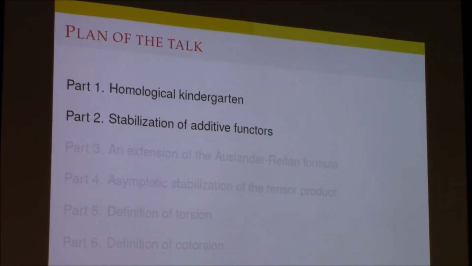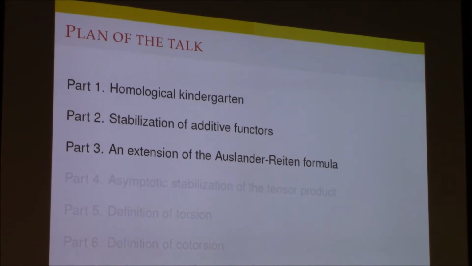Many, did I say many? Well, I shouldn't be saying many. At least one more. Then we'll see a practical application in terms of the Auslander-Reiten formula. If you don't know what that formula is, don't worry. I will show it at some line in the slides, and then you can start thinking about it.